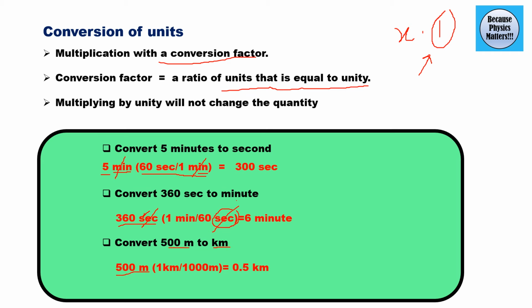Now you can see in the denominator I have meter. So the meter and meter will be cancelled out. And your answer will be 500 by 1000 kilometers. So that means 0.5 kilometers. So in this way, you can very easily convert things from one unit to another unit. And this is very important. And if you understand the concept, then it will be helpful for you in all your future calculations.